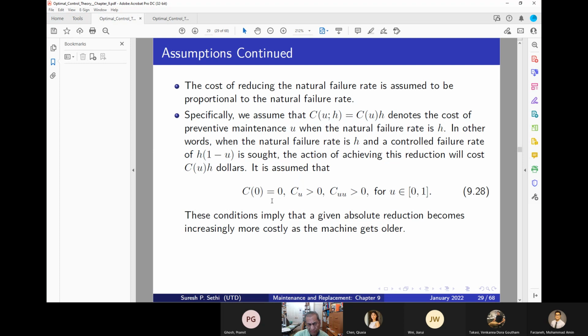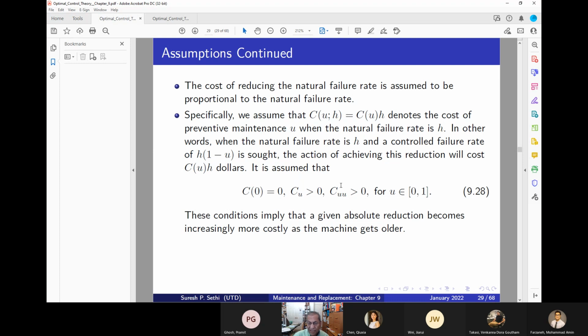It is natural to assume that C0 is 0. If I don't put in any maintenance, the cost is 0. If I put in more maintenance, then its cost is positive. And too much maintenance is not going to do a good job for us. So CUU, the cost of that, would be high, very high.